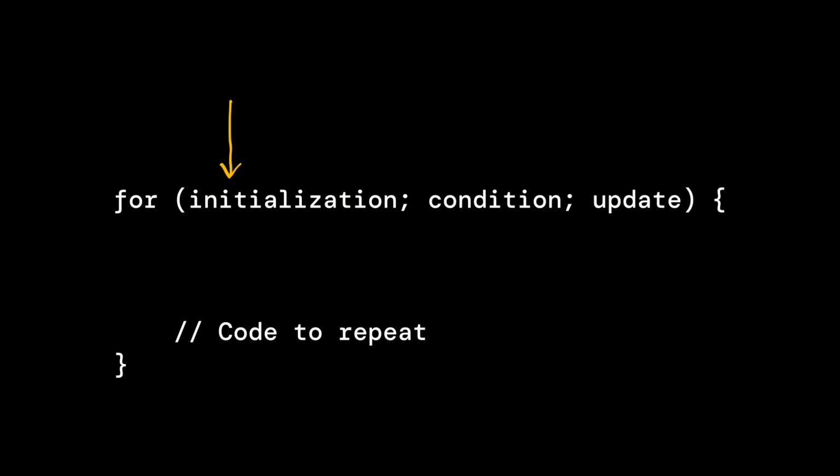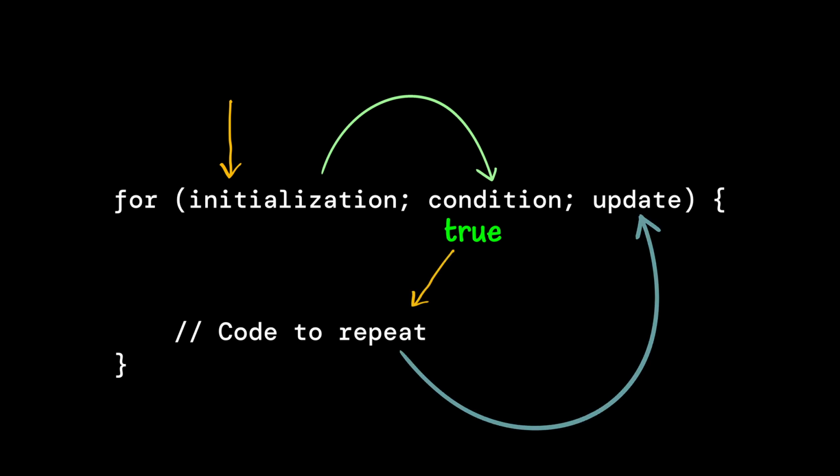The initialization runs once when the loop begins. The condition is checked before every iteration. If the condition is true, the code block runs. After the code block runs, the update expression runs. The program then checks the condition again. This process continues as long as the condition is true. If the condition becomes false, then the loop stops and continues with the next statement after the for loop.